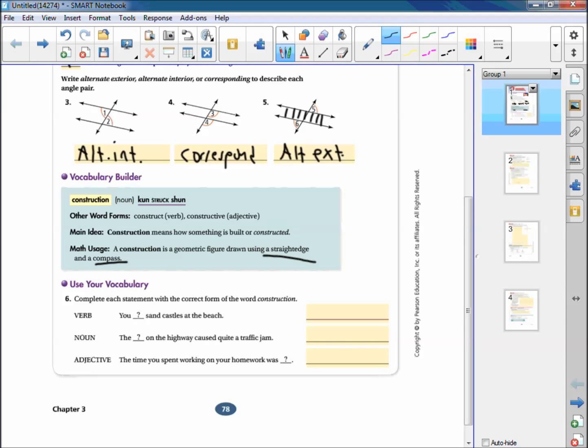You construct, so this is our verb, sandcastles on the beach. Okay. The construction, this is the noun, this is what they did. They made a construction on the highway, caused quite a traffic jam. And our adjective here, the time you spent working on your homework was constructive. It helps you.